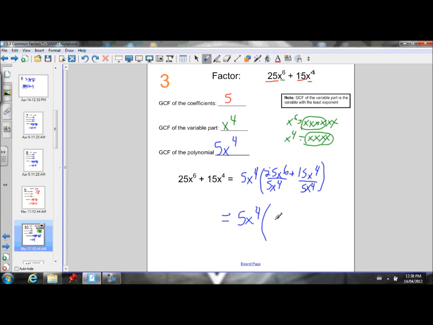25 divided by 5 is 5. x to the 6 divided by x to the 4: 6 minus 4 is 2. So I have 5x squared. Is that simplified? And then 15x to the 4 divided by 5x to the 4 is just 3. The x to the 4's cancel. 15 divided by 5 is 3. These are my factors of this polynomial. Good.